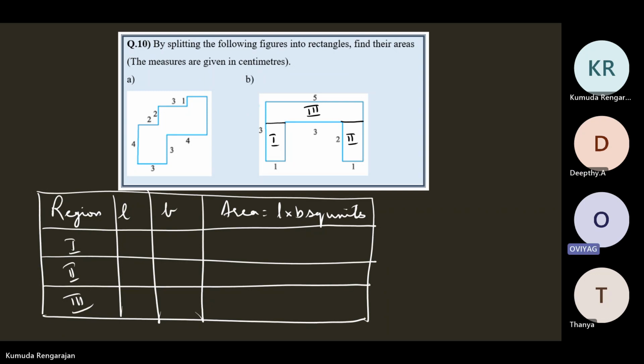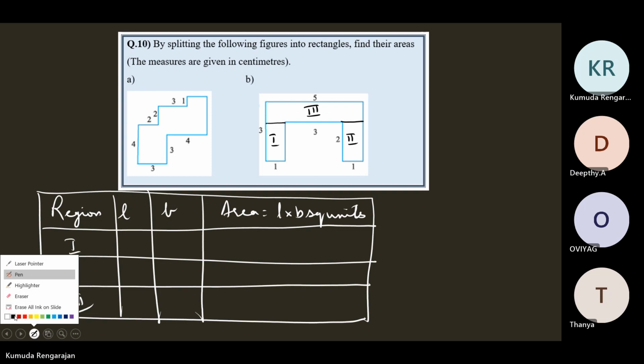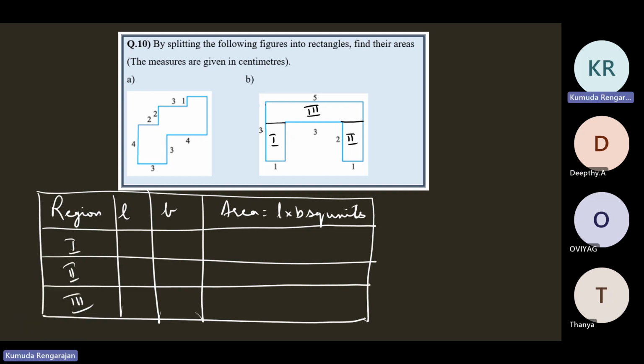Ma'am, I think it is 2 and 1. Yeah, 2 and 1 is correct, because 3 is this full thing. This is 2. So here also, these are two identical figures, no? 1 and 2 are identical. So this is 2, so this also will be 2 only.